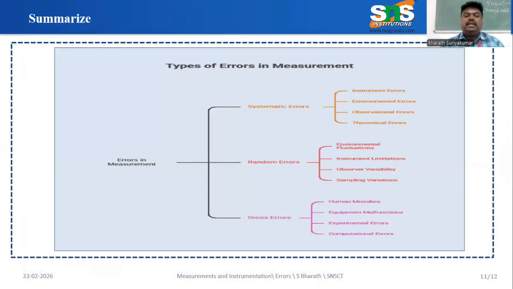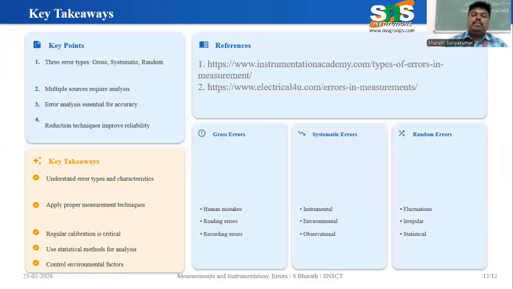To summarize, we have discussed the various errors in measurement: systematic errors, random errors, and gross errors. Thank you. We'll meet in the next video soon.